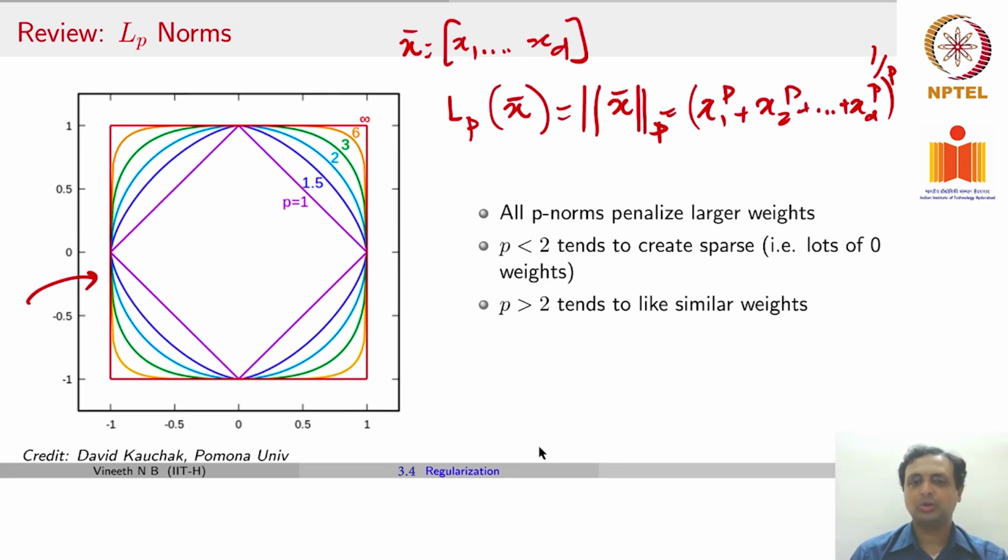This is important because this helps us understand certain aspects of regularization that we'll visit soon. A couple of points to keep in mind here is that when p is less than 2, it tends to create sparse weights, and when p is greater than 2 or greater than or equal to 2 for that matter, it tends to create similar weights. We'll see why this is the case in some time from now.